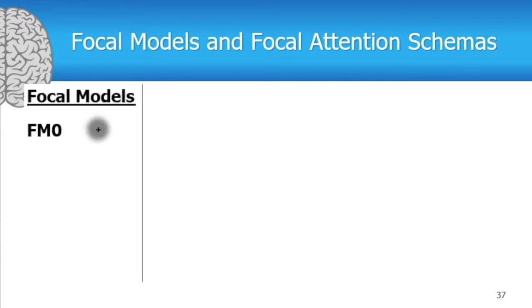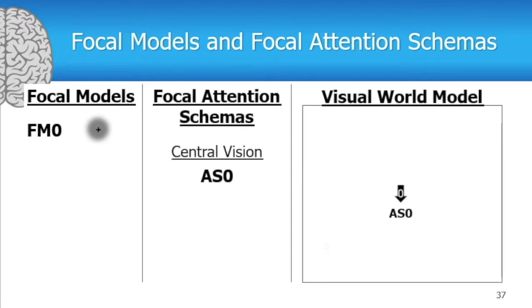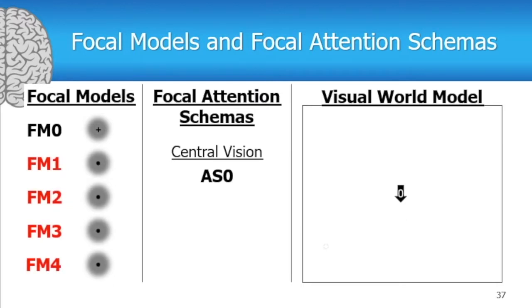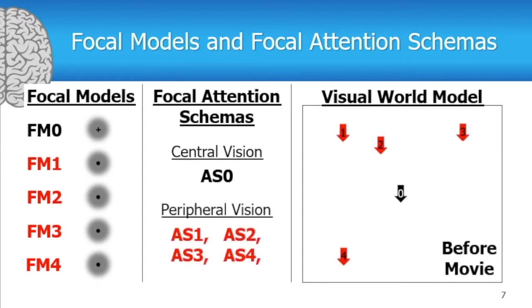When you were keeping your center vision on the plus sign, the focal model would just be an image of the plus sign. The attention schema for the center of vision would indicate the location of the central vision in the visual world model. I'll always use a black arrow to indicate the attention schema location for central vision. The several peripheral focal models would be the images of the round dots that were being tracked. I will always use red arrows for the peripheral visual attention schema locations. Therefore, these red arrow locations in the visual world model indicate the locations of the tracked dots before the movie played and after the movie played.